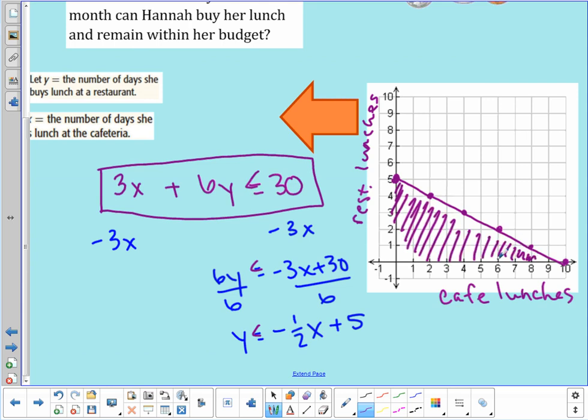So basically, any combination of lunches in that shaded region fits into her budget. Let's say she buys 2 cafeteria lunches and 2 restaurant lunches, she's within her budget. Let's say she buys 5 cafeteria lunches and 1 restaurant lunch, she's within her budget. She could buy 10 cafeteria lunches and no restaurant lunches, and she's within her budget because it's on that line and we're including those values. So any place in that shaded region is a solution to this question.